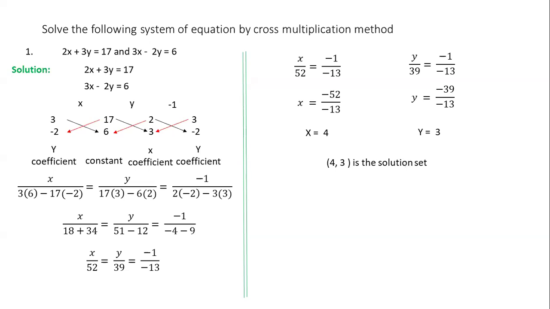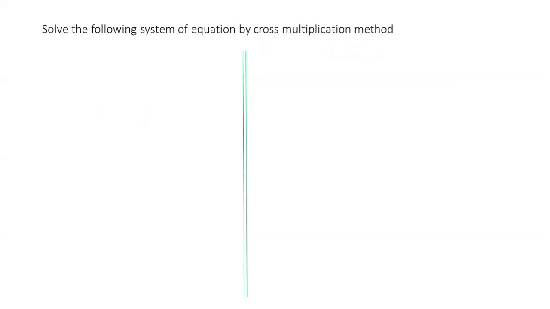Clear? How to solve this? And let's take the second question. Solve the following system of equations by cross multiplication. The question will be this. Second question.